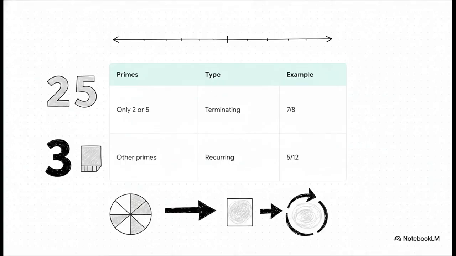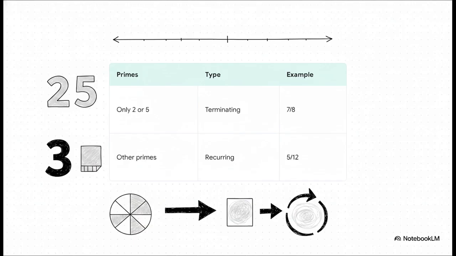Moving on to Section 3, predicting decimals with prime factors, the termination test. Let's apply this knowledge practically. Did you know you can predict exactly how a fraction will behave as a decimal, and you don't even have to do the long division? It's true. By looking solely at the prime factors of a simplified denominator, you can instantly categorize its decimal expansion.